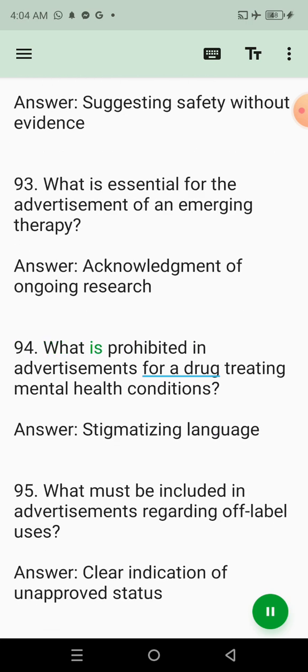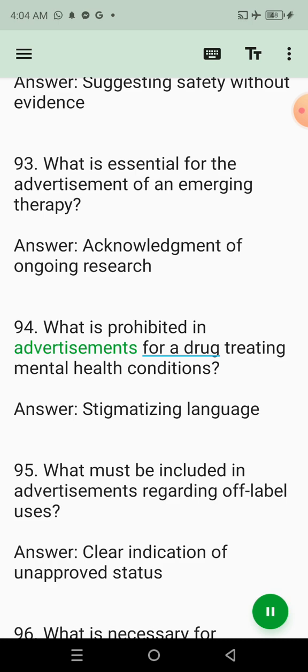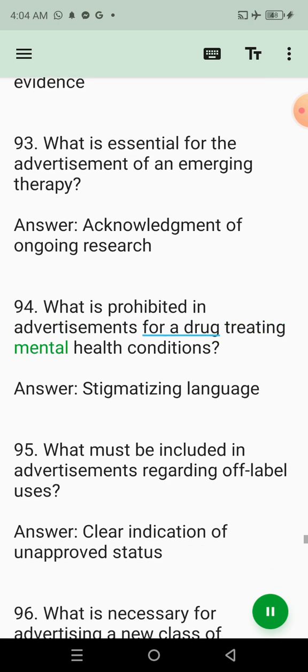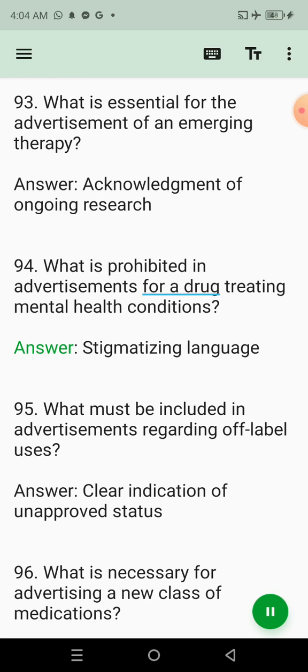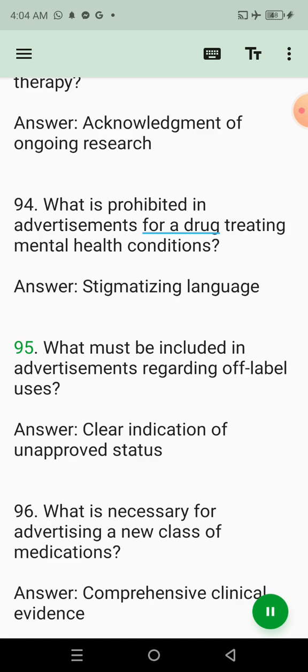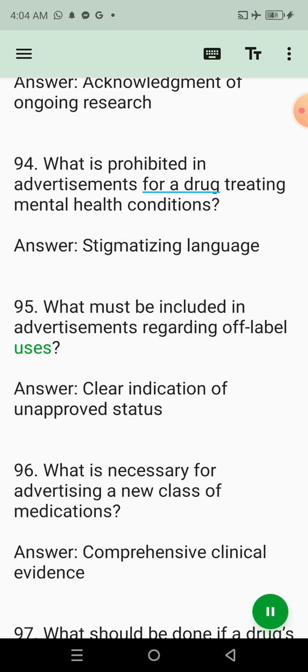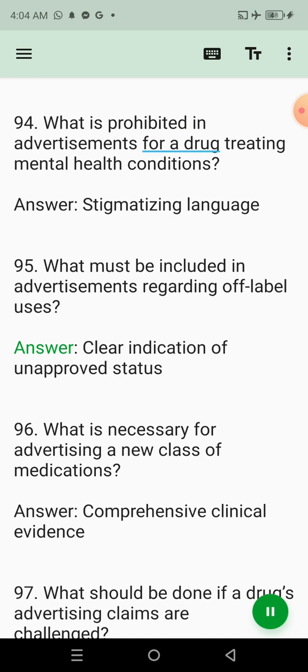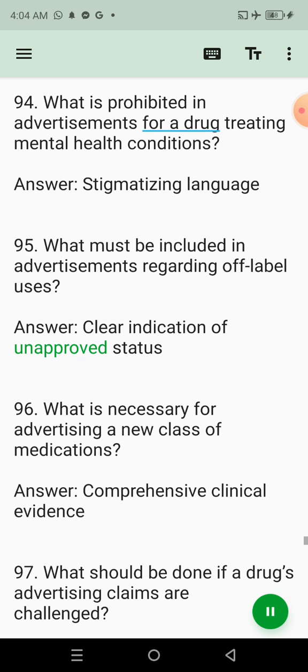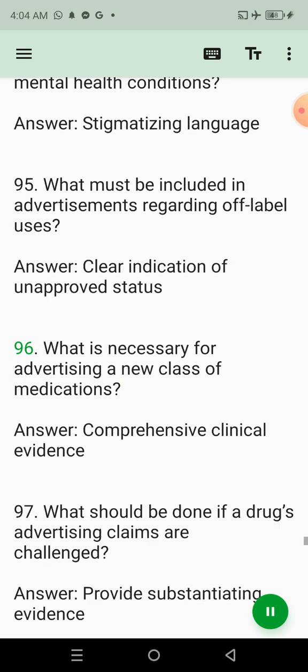94. What is prohibited in advertisements for a drug treating mental health conditions? Answer: stigmatizing language. 95. What must be included in advertisements regarding off-label uses? Answer: clear indication of unapproved status.